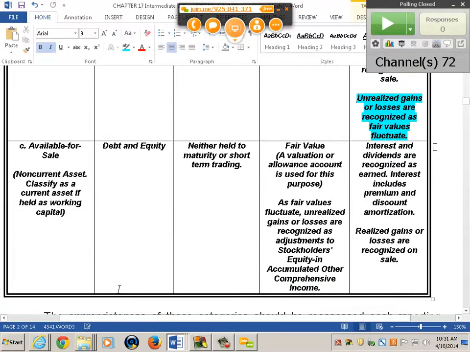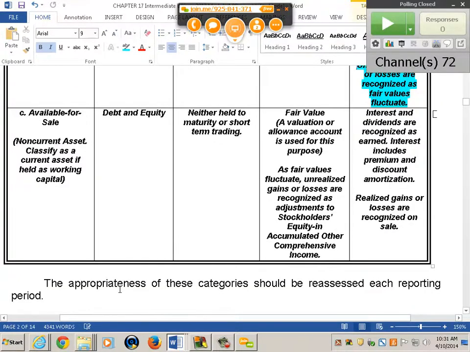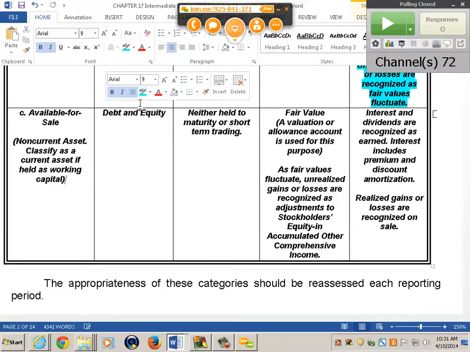And finally, you have the last category. I'll move this up as high as I can so you can see that, is available for sale. Available for sale is sort of the default category. It's neither trading nor is it held to maturity. It is a non-current portfolio, unless, of course, you could prove that you're holding it as working capital. It includes debt and equity securities, and essentially it's just the default. It's not trading. It's not held to maturity.